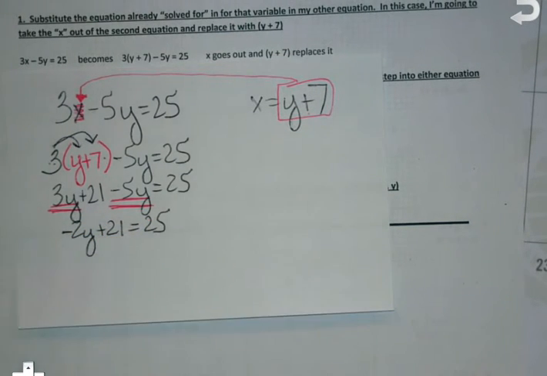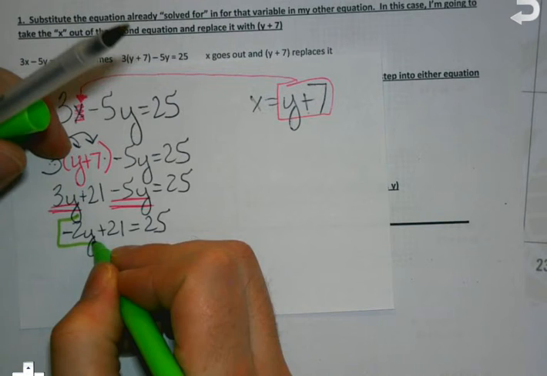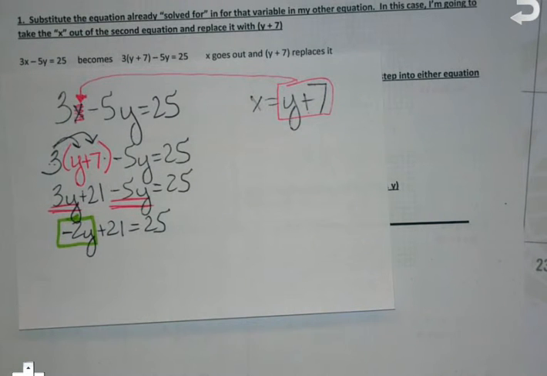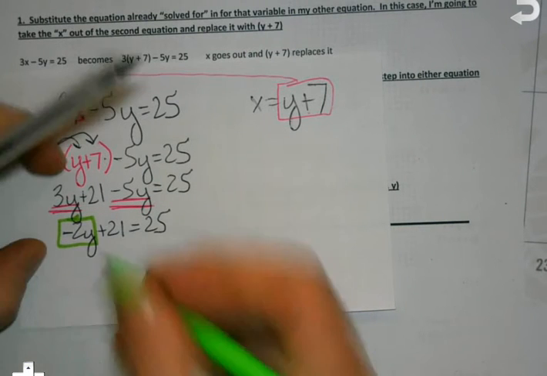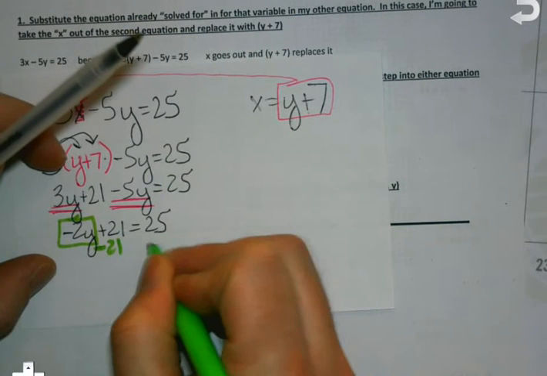So now you can start following along with what I'm doing right below there. It's like, okay, I see where Hardy's at. This is negative 2y plus 21 equals 25. If my goal is to get y by itself, to solve for y, how am I going to get that plus 21 out of there? Minus it.